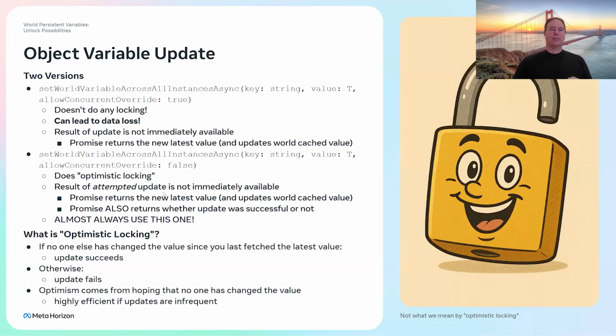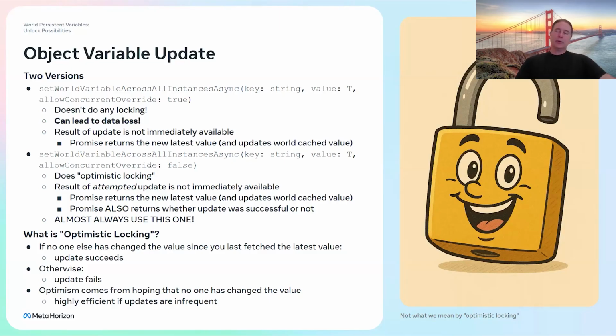It returns a promise, which, if it's successful, has the new latest value and updates the cached value. But the promise also returns whether the update was successful or not. So whereas this one always succeeds and always overwrites the value, this one might not succeed and might not overwrite the value. It always returns what the current latest value is, but it might say your thing didn't succeed, and you might have to try again.